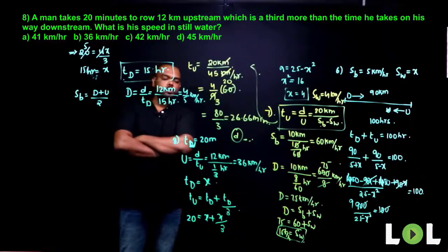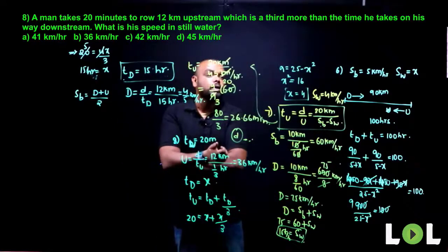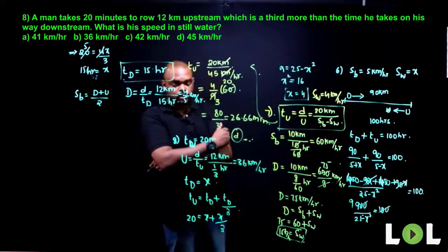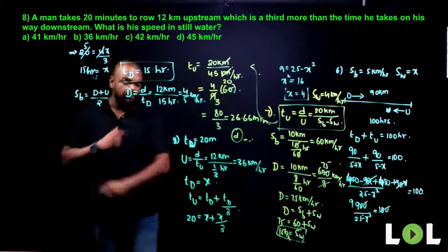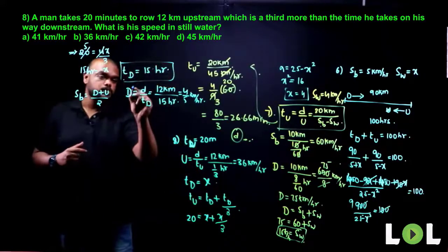Did I do some mistake? 20 minutes it is. That is fine. Just hold on, guys. 12 kilometers, okay, that's fine. 12 divided by 20 minutes means 1 by 3 hours, that is 36 kilometer per hour. That is also fine. Now I'll get a time. Here time, what are we getting? Hold on.